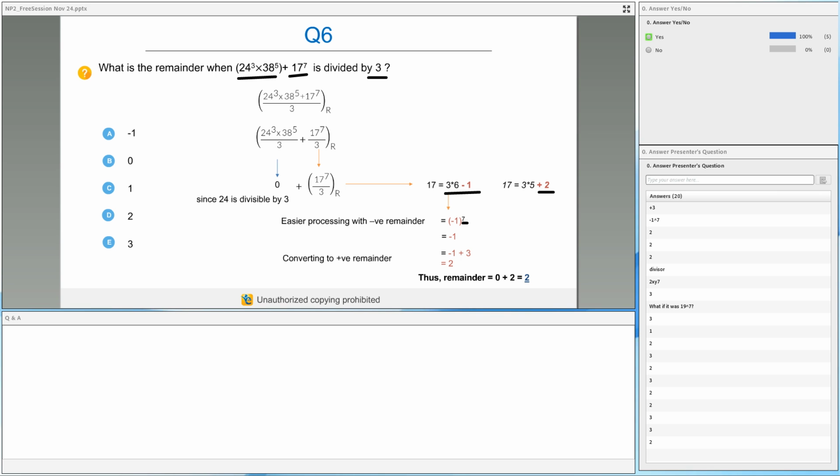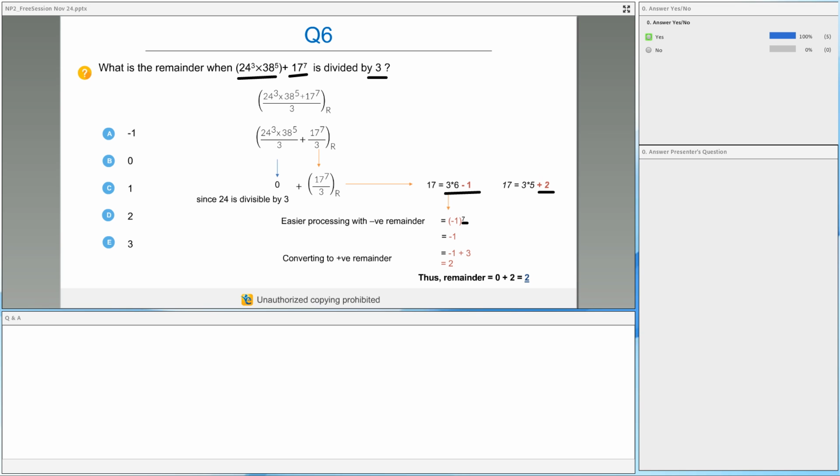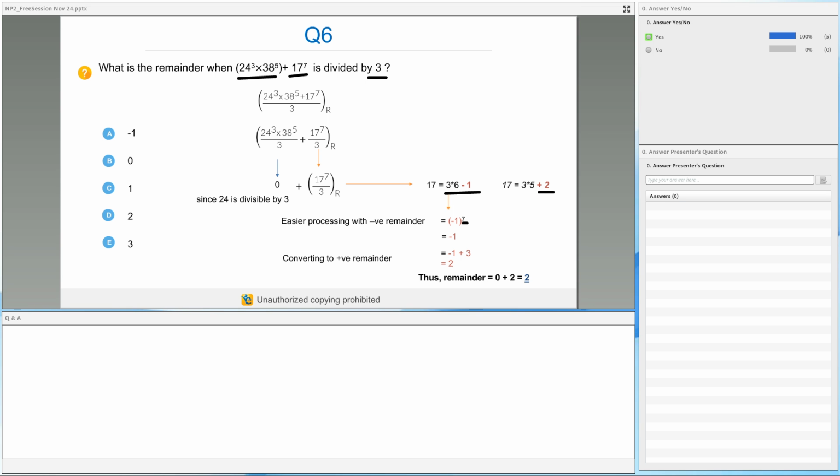Now somebody is asking what if it was 19 to the power 7? Then what will I get when 19 is divided by 3, everyone? 1, right? Now what is 1 to the power 7? 1 to the power 7 is 1. So the answer in this case would be 1. That's it. The addition of the divisor is only done when the remainder is negative and you want to convert it to positive. If it is already positive and less than the divisor, then that will be your answer.